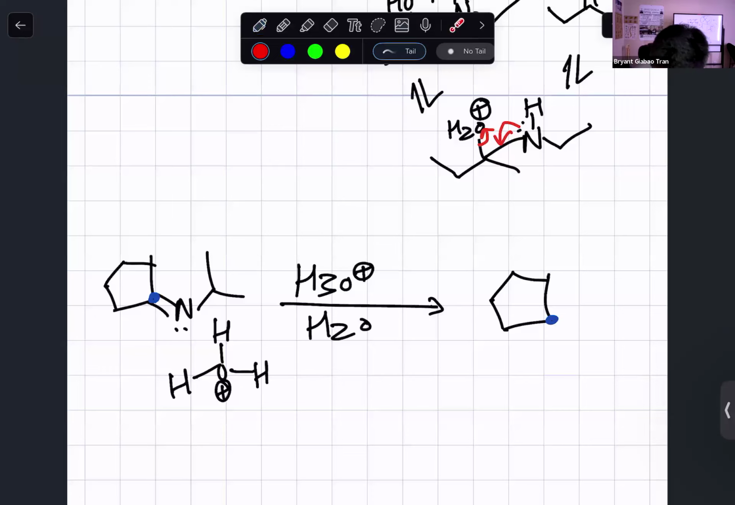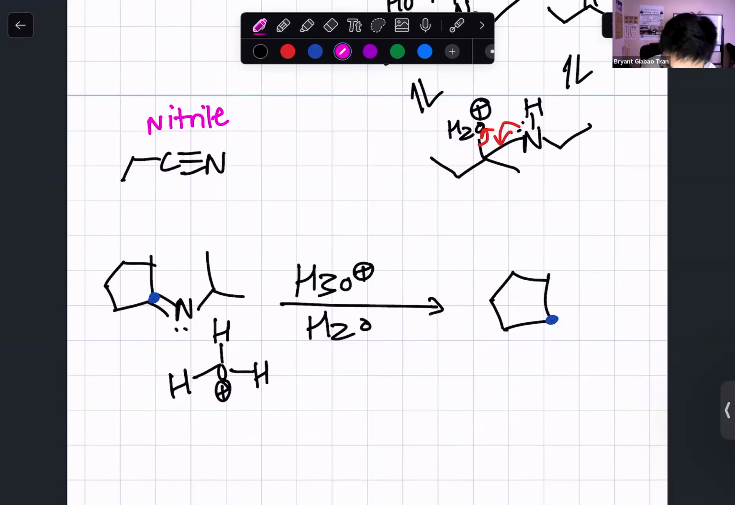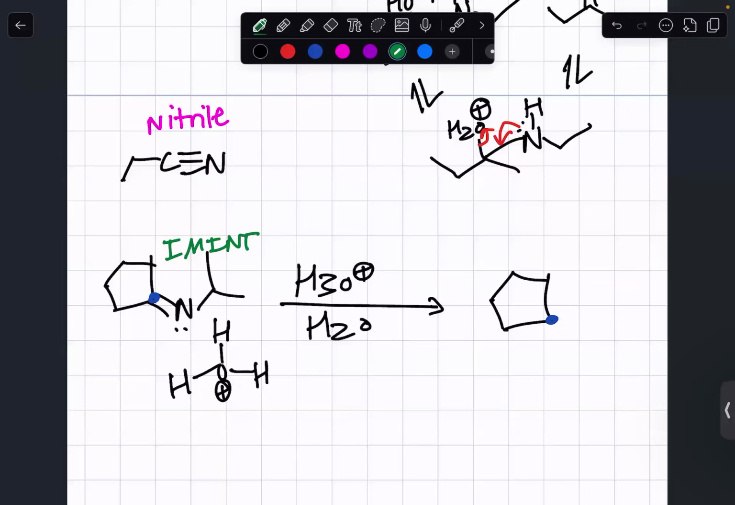What is this functional group here? When you have a carbon double bond nitrogen, what is the name? Carbonyl? Not carbonyl, because a carbonyl is a carbon double bond oxygen. A nitrile is going to be a carbon triple bond nitrogen. A carbon double bond nitrogen is going to be an imine. Oh yeah, that's literally what I meant.